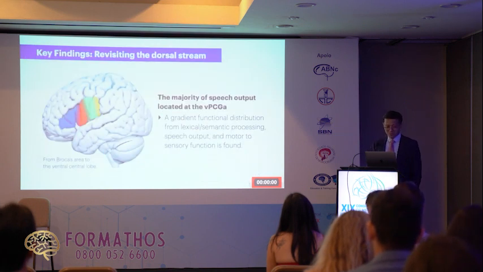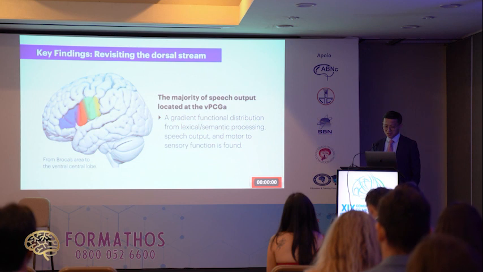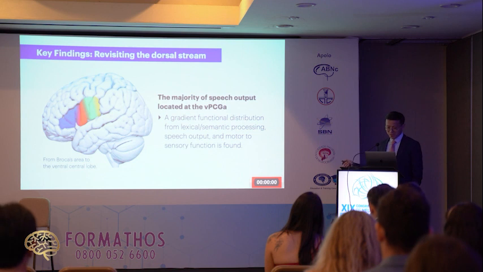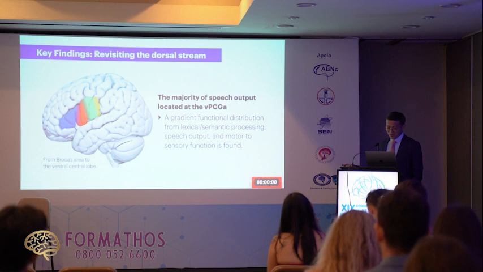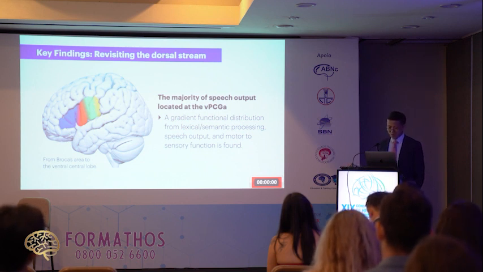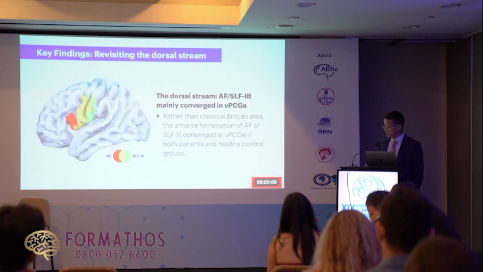So, in conclusion, there are 3 key findings. The first one is that the majority of the speech output center is located at the ventral precentral gyrus, in red, with a gradient functional distribution from high level to low level, that means from lexical and semantic processing, to the speech output center, then the motor articulation, and finally, here in yellow, the sensory articulation function is found in this map.